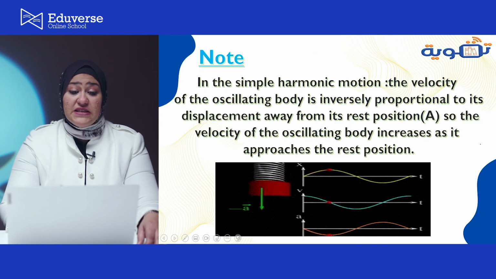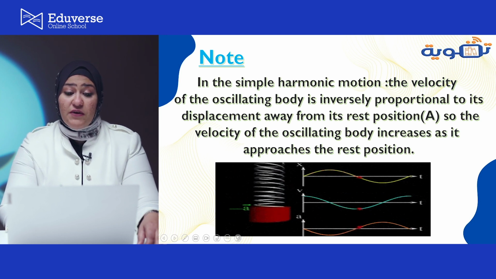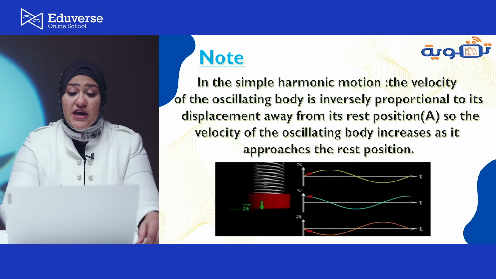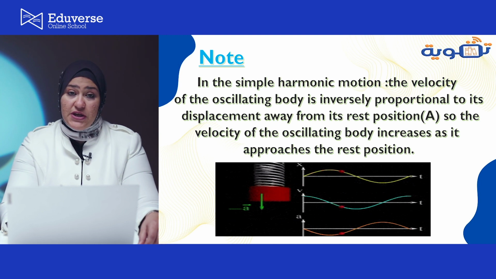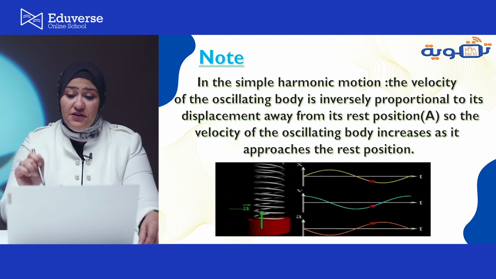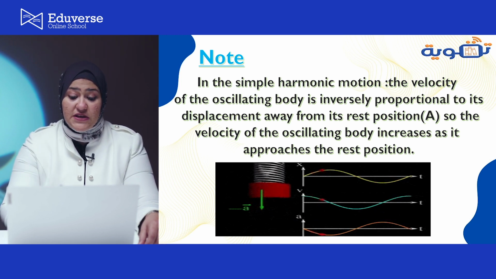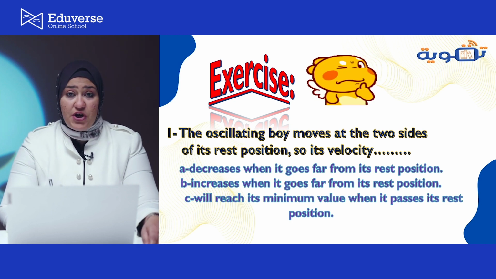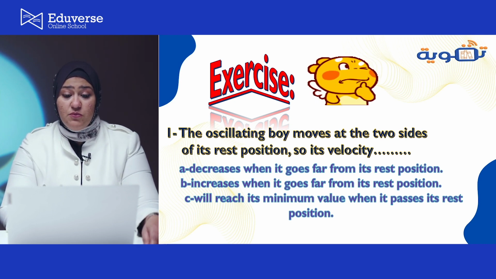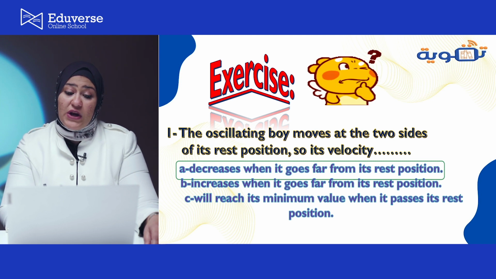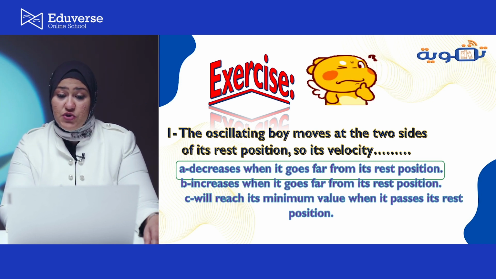Look here, in the simple harmonic motion, the velocity of an oscillating body is inversely proportional to the displacement away from the rest position. As it moves away, the velocity decreases, and as it approaches the rest point, the velocity increases. Let's see this exercise. The oscillating body moves at the two sides of its rest position, so its velocity, can you guess? Amazing, it decreases when it goes far from its rest position.